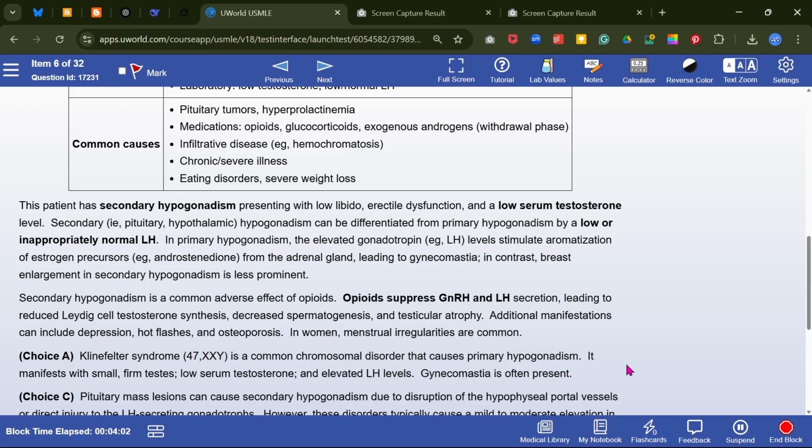Secondary hypogonadism is a common adverse effect of opioids. Opioids suppress the GnRH and LH secretion, leading to reduced Leydig cell testosterone synthesis, decreased spermatogenesis, and testicular atrophy. Additional manifestations can include depression, hot flashes, osteoporosis. In women, menstrual irregularities are common.